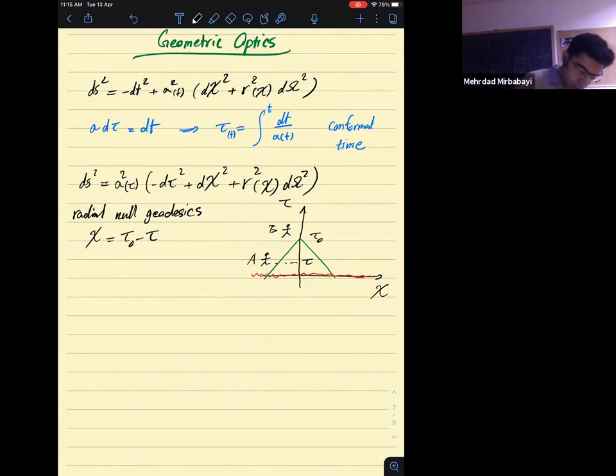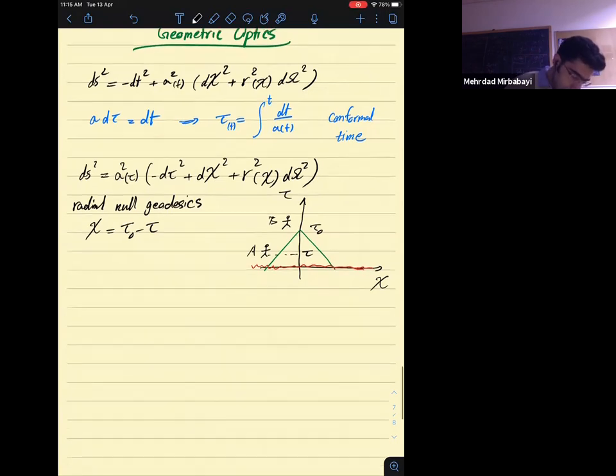Okay, so the procedure would be as usual: we look at the propagation of null geodesics in this radial direction. So we want to consider k mu, the 4-vector of the geodesic that moves in this radial direction, which means that it has these 2 components, d tau d lambda and d chi d lambda, where lambda is the affine parameter.